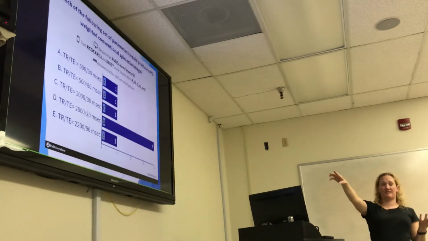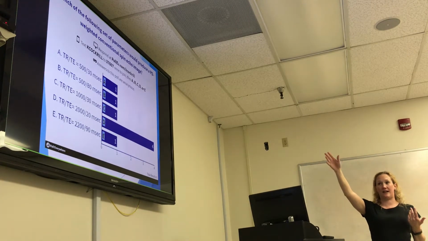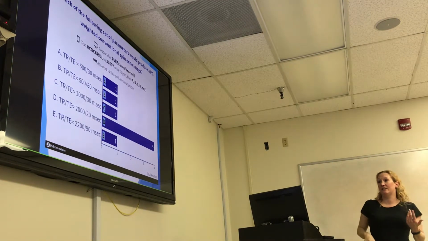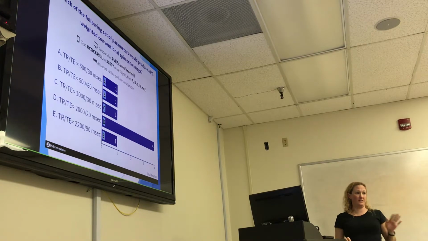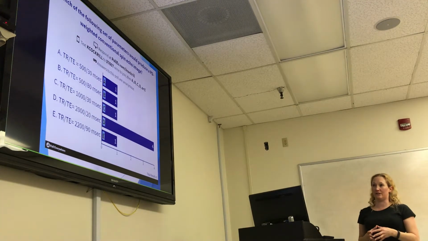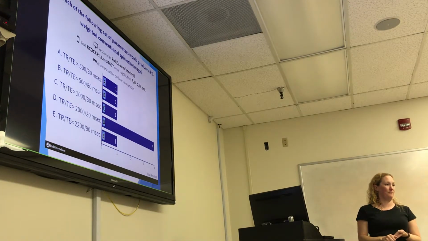C is not, 1,000 is not long enough for long TR, right? It has to be above 2,000. So that can't be it. And then for E, the TE is way too long. We need a short TE, and that 90 is a long TE. And so the only one that could possibly create your proton density is going to be D, all right?